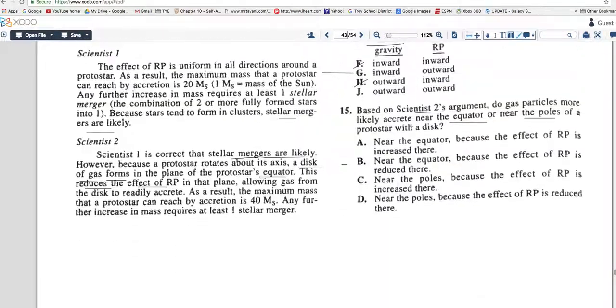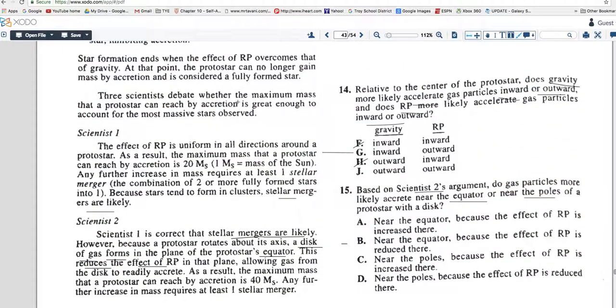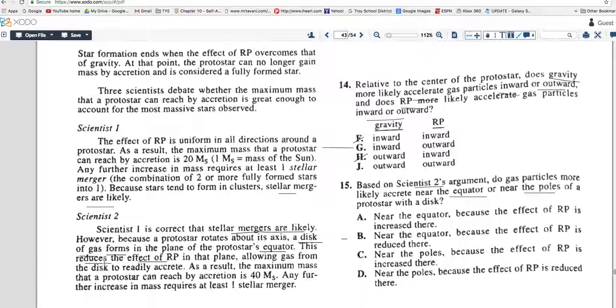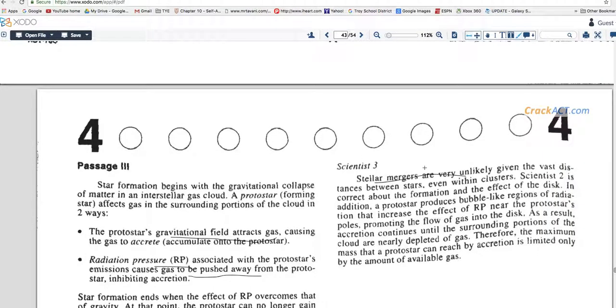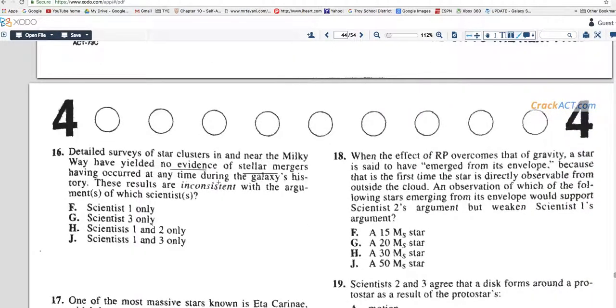And then all the stuff about the stellar merger. So let's go back and look. In a detailed survey, you should really have like 3 key things in each passage underlined, and that tells us their stance. So here, I underlined the thing about stellar mergers. Stellar mergers are likely. Stellar mergers are likely. And then stellar mergers are very unlikely. So I underlined those key things in each one, and that should help me answer this next question.